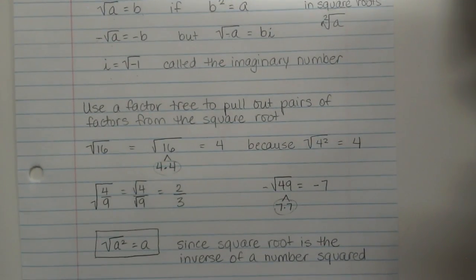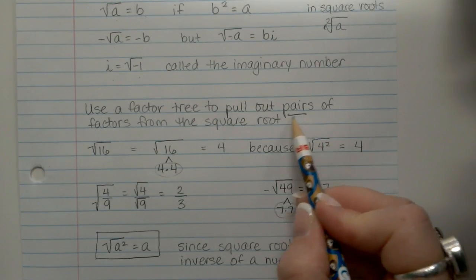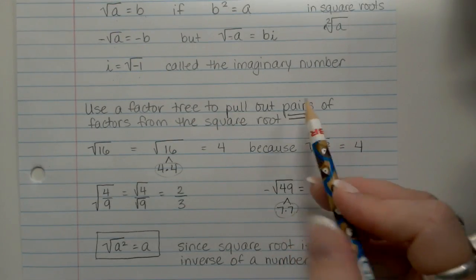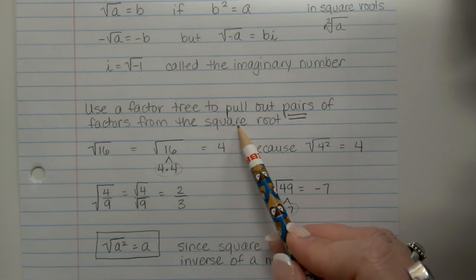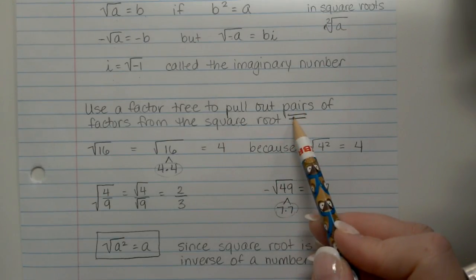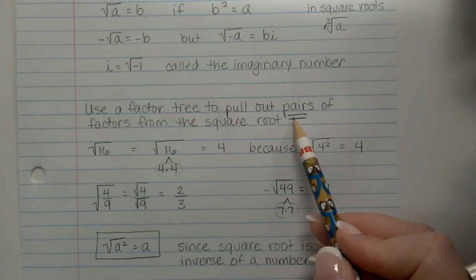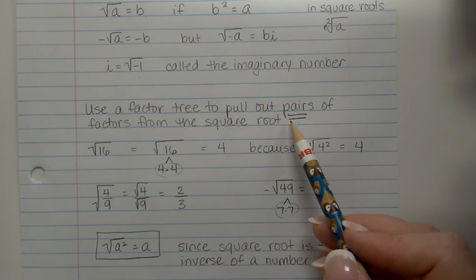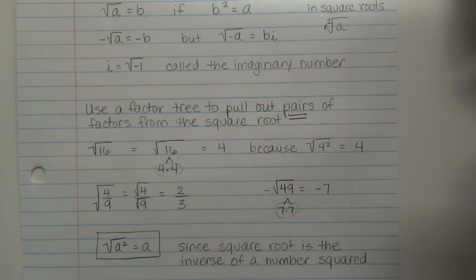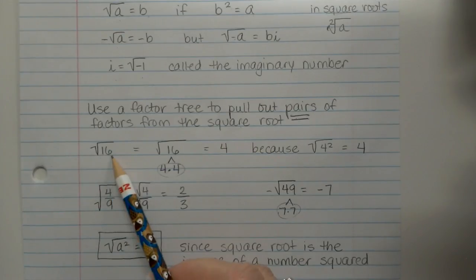All right, so basically what happens is when you're trying to simplify a square root or a cube root, you want to use your factor tree and pull out pairs. Now the reason we're pulling out pairs is because this is a square root. If it were a cube root, you would pull out sets of 3. If it was a 5th root, you would pull out sets of 5 and so forth. So basically you have to look at what kind of root you have to determine how many duplicates you need to pull out. So here's the square root of 16.